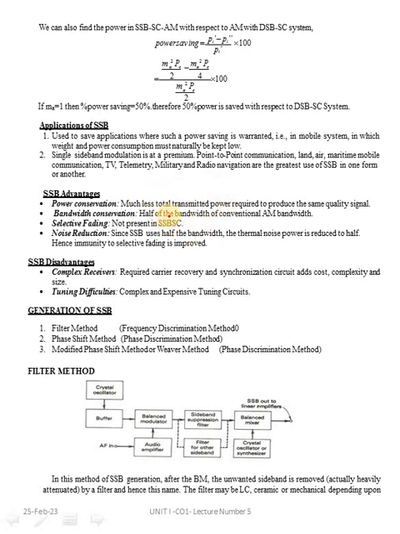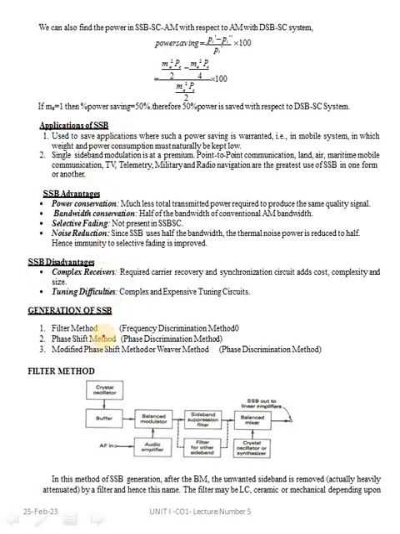Advantages: power conservation, bandwidth conservation, selective fading and noise reduction. These are all the advantages of SSB. And disadvantages: complex receivers compared with the DSB-SC and DSB-FC. Here we need to produce a coherent detection or synchronization circuit. Then tuning difficulties: quite complex and expensive tuning circuits are required. So this is SSB.